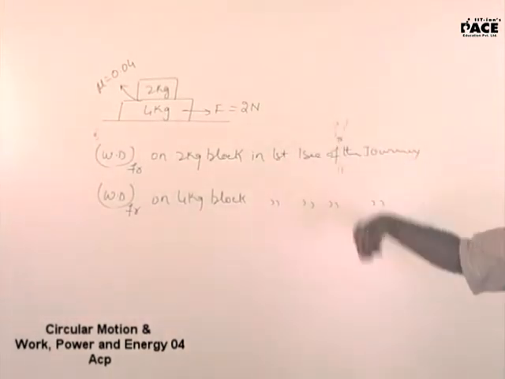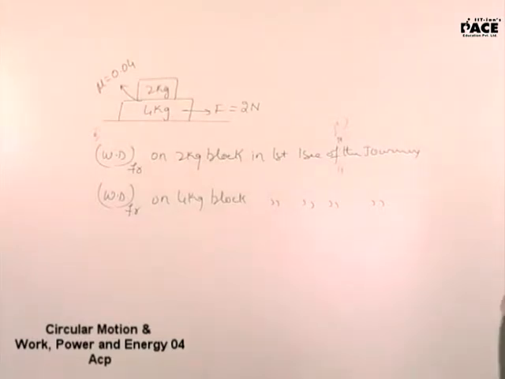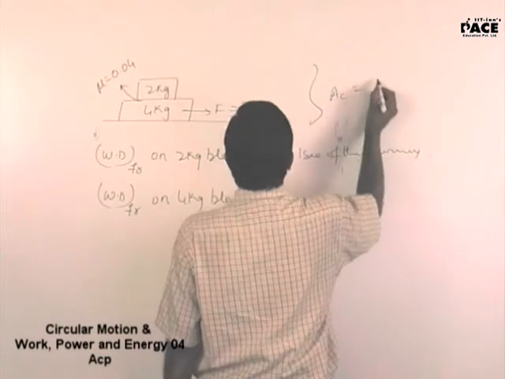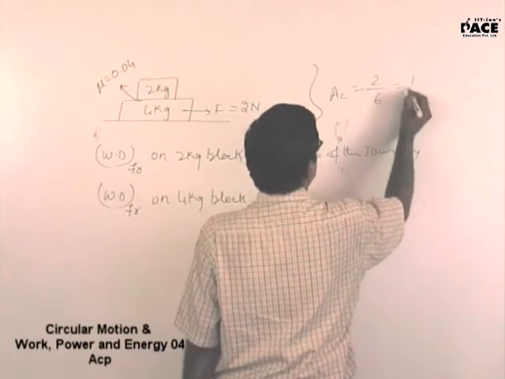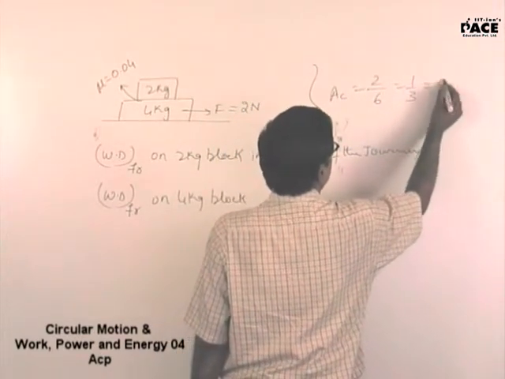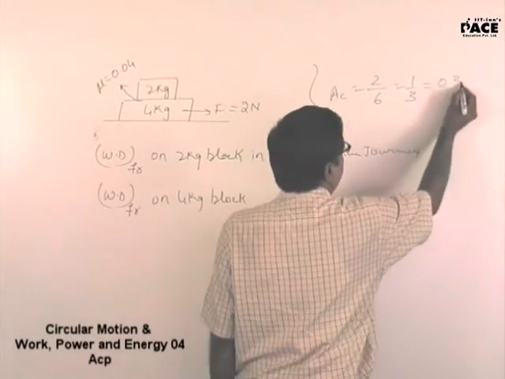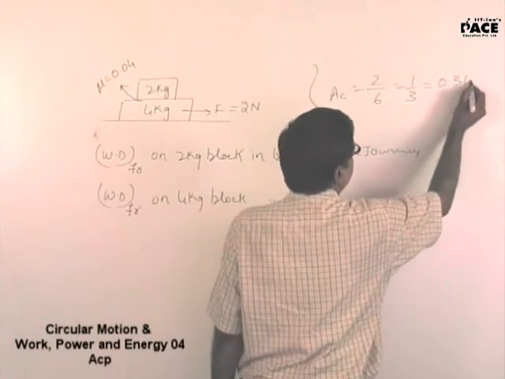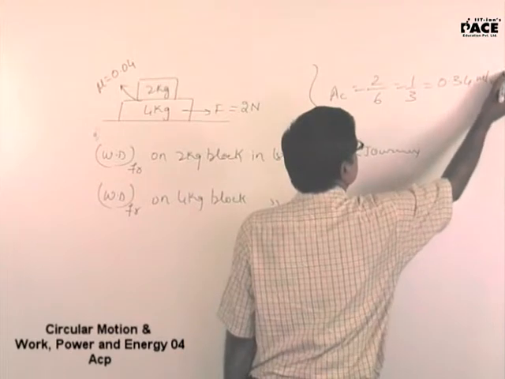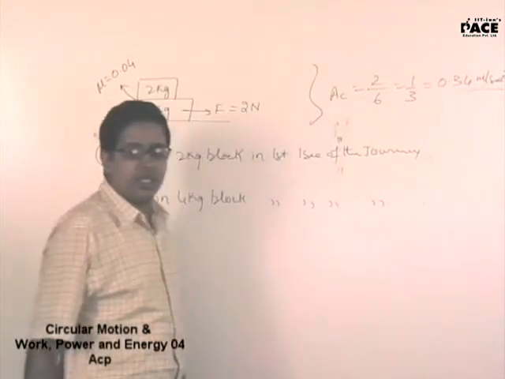For 2 kg and for the 4 kg, the work is the same magnitude, with a negative sign or positive sign. So for 2 kg it is positive and for 4 kg it is negative. Excellent. A common will be equal to 2 divided by 6. This will be 1/3, like 0.333, and so on and so forth.